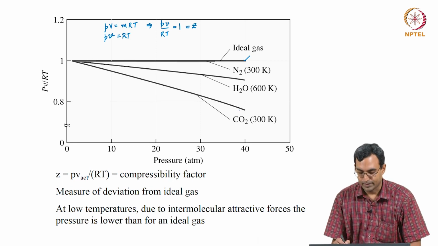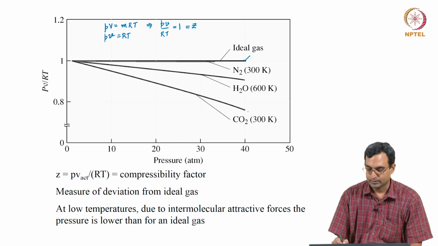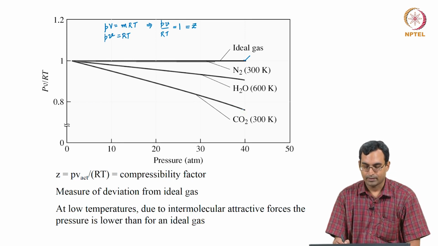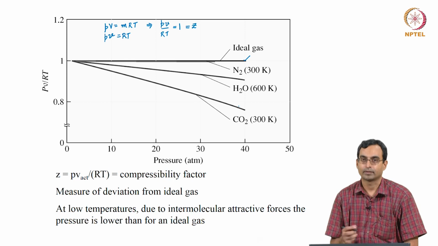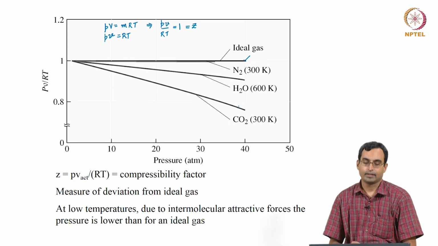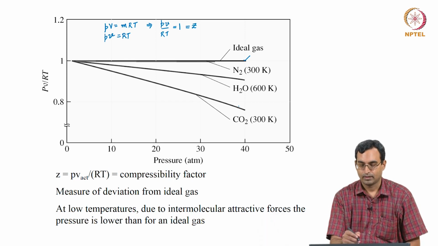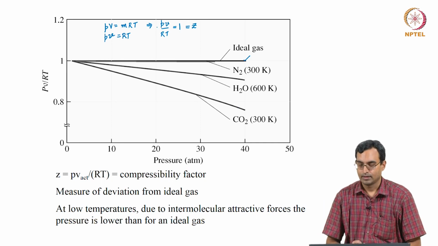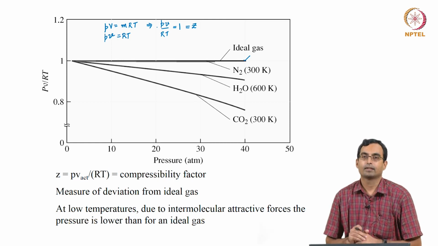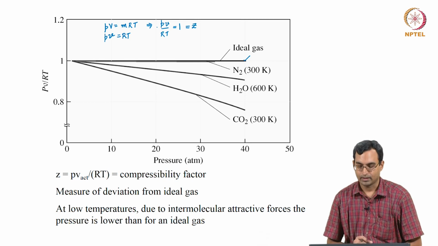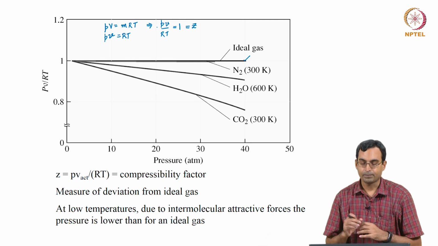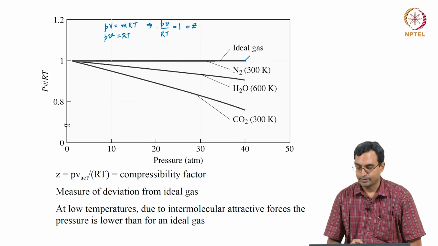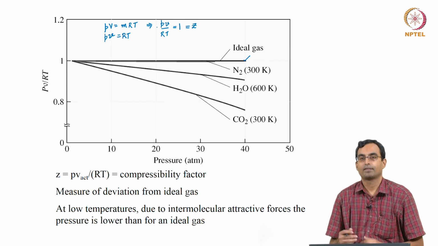For CO2 at say 300 Kelvin, we see that at 40 bar, the value of Pv by RT, which is Z, is 0.8 instead of 1. So, what we see is that if we take real gases and find out the values of Pv by RT, if we actually take the gas and do this experiment, the value of Pv by RT is not equal to 1, which means that these gases are not really following the ideal gas law. So, we expect them to be ideal gases, but in reality they are not ideal, and the Z tells us how far away from ideal they are.